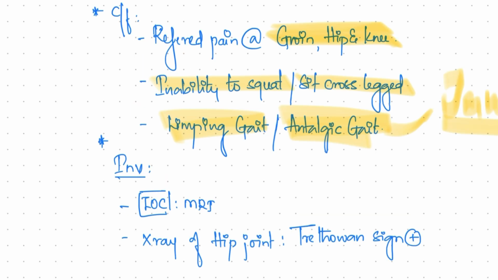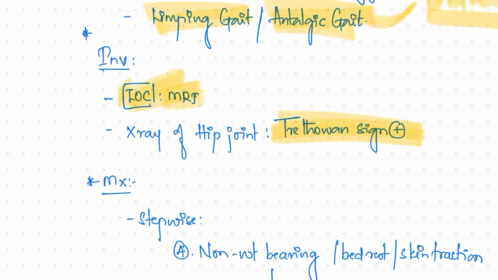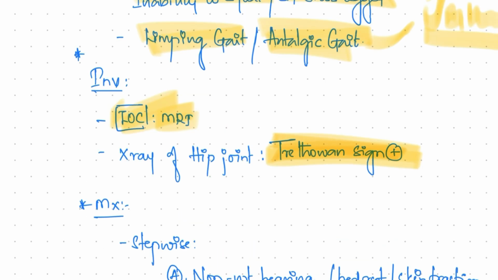So coming to investigation, most of the time in orthopedics it will be MRI. Investigation of choice will be MRI. Then coming to X-ray of hip joint, you are going to see a Trethowan sign. If you want to know more in detail about this sign, I have made a separate video on Trethowan sign. It is related to the Hilton line passing through it. You go and see that video for clarity.